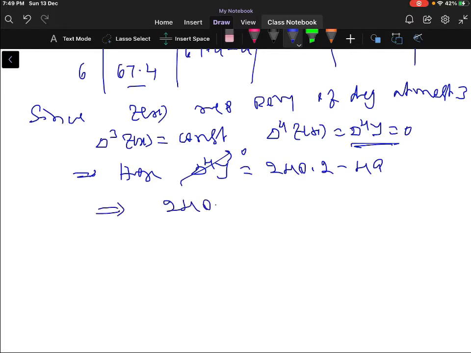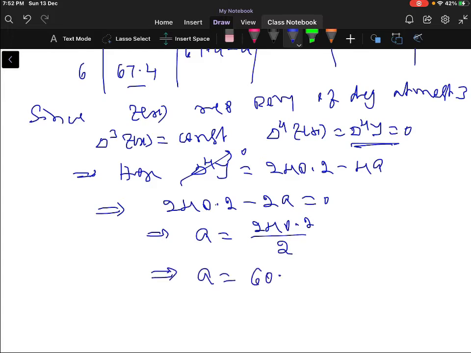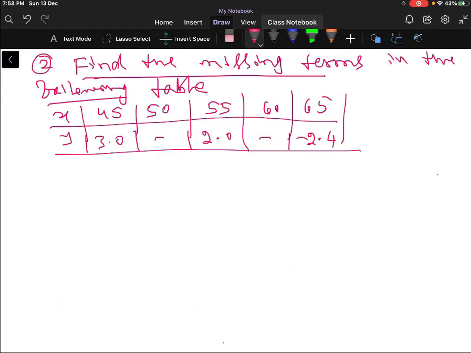This implies 240.2 minus 2a is equal to 0. So this implies a is equal to 240.2 by 2. This implies a is equal to 60.05. Therefore y is equal to 60.05 at x is equal to 5. Now consider the next problem.